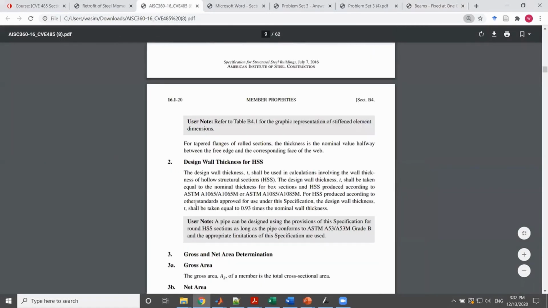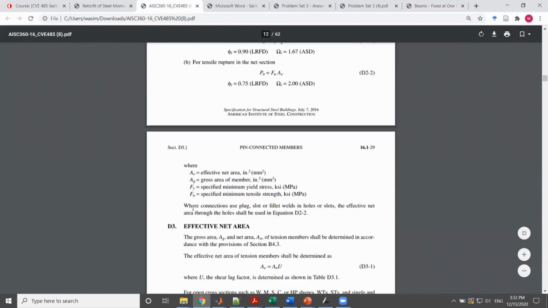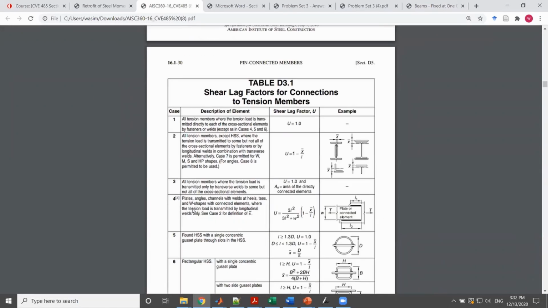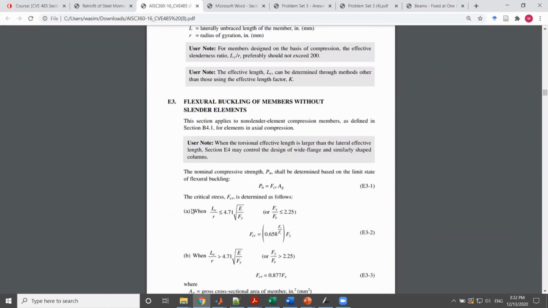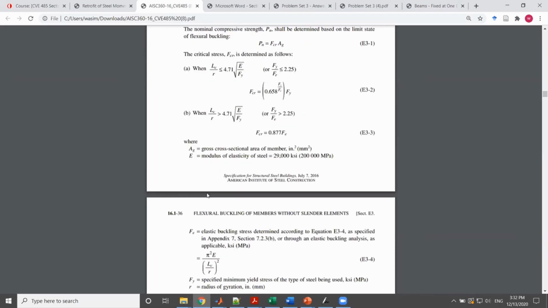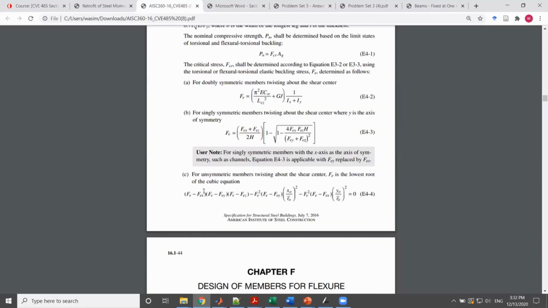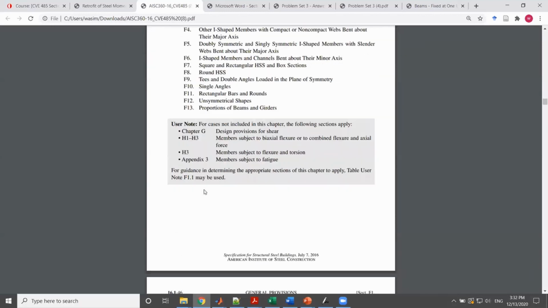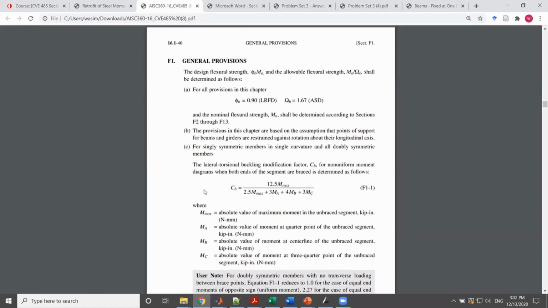Let me see. So from the AISC or even your class notes, all right, design of flexural members. Okay, we are almost there.